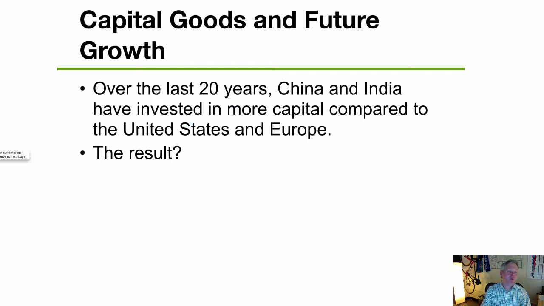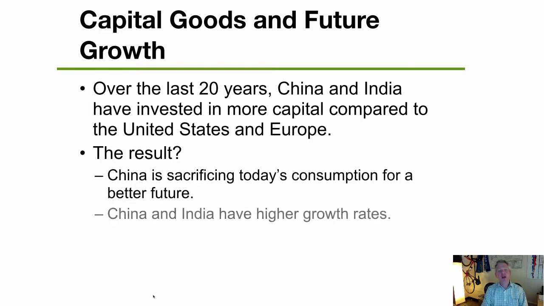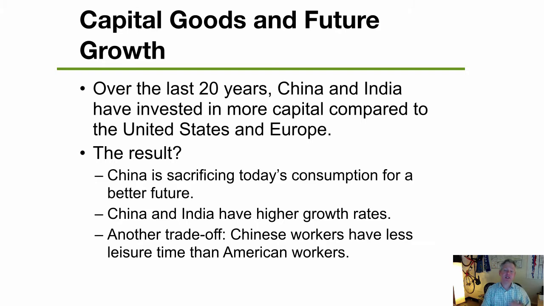So over the last 20 years, China and India have invested a lot in capital compared to the United States. What's the result? Well, China is sacrificing consumption today for a better future. If you put resources toward capital, those resources aren't being used toward consumption today. So China and India have very, very high growth rates, but another trade-off is that Chinese workers have less leisure time than Americans do.